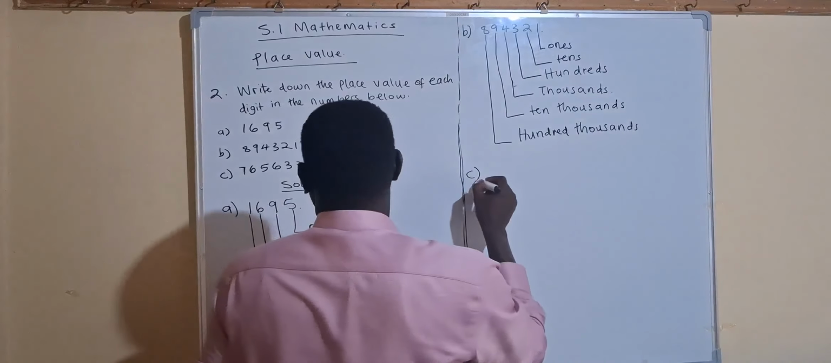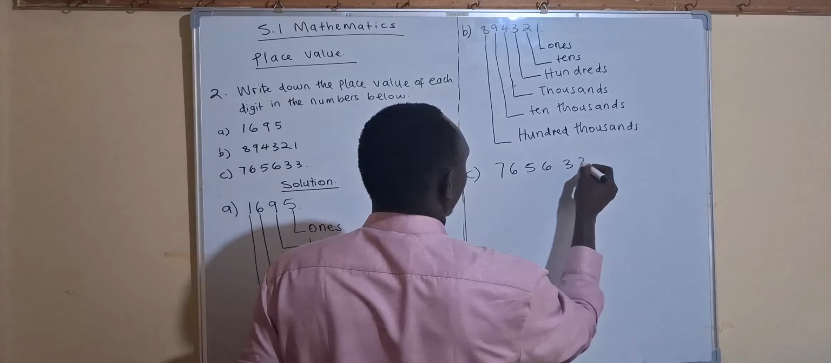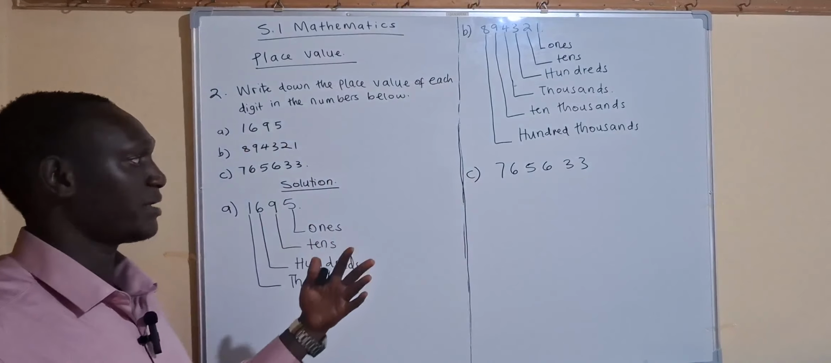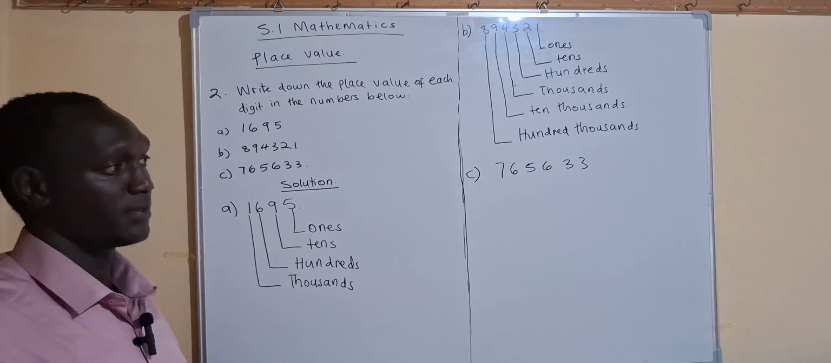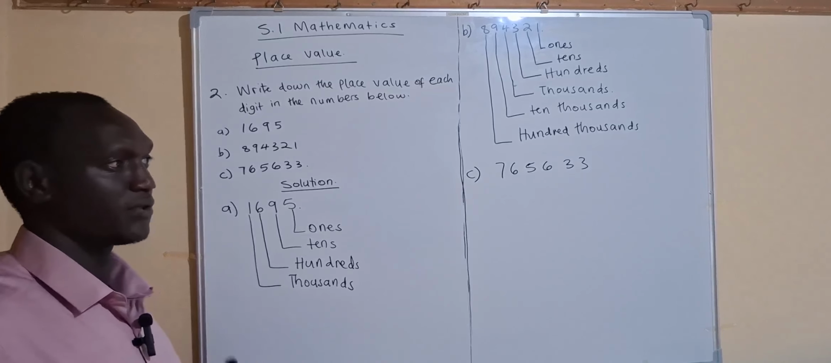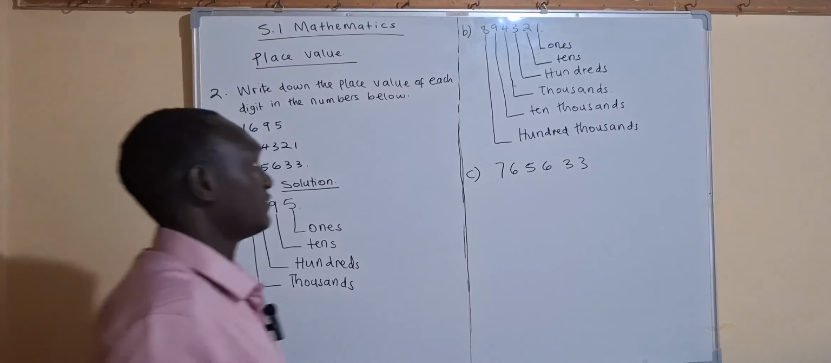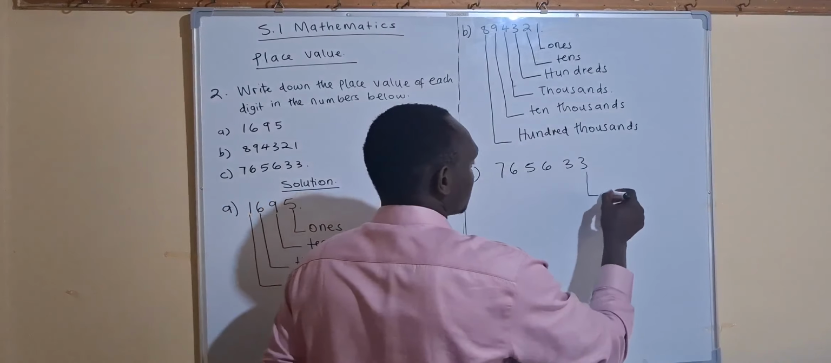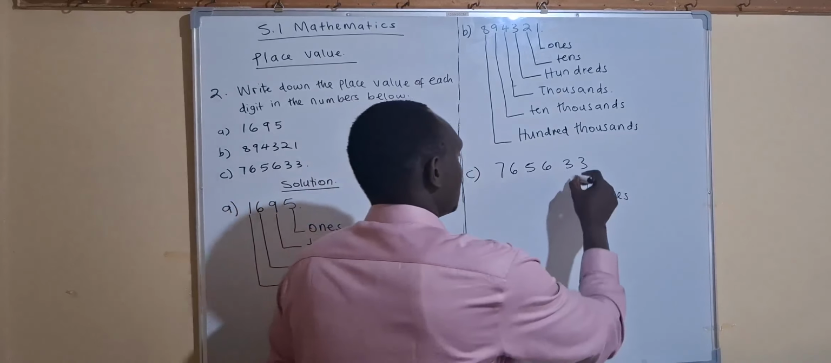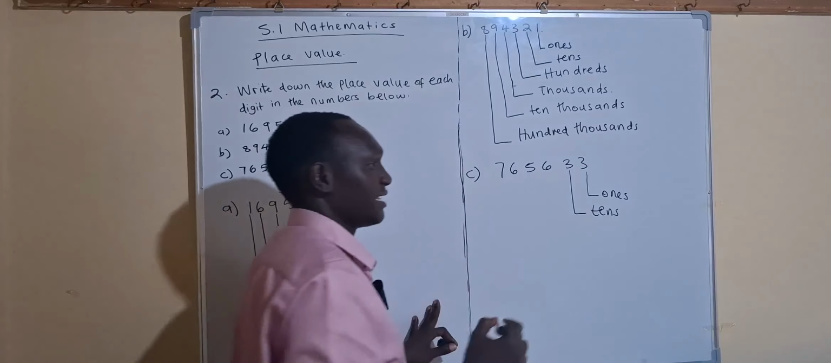Let's go to the last part, that is part C, the number 7, 6, 5, 6, 3, 3. Here you have noticed that 3 is appearing 2 times, and 6 also is appearing 2 times. But that shouldn't worry you. What we focus on is the position of the number, not how many of them are in that number. Therefore, from the extreme end, this position is for ones, which implies that there are 3 ones. This position is for tens, which also implies that there are 3 tens.